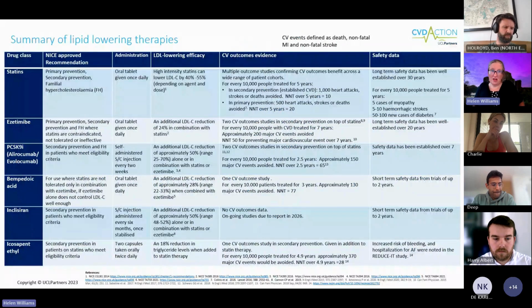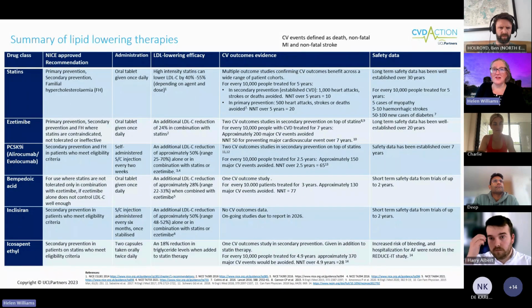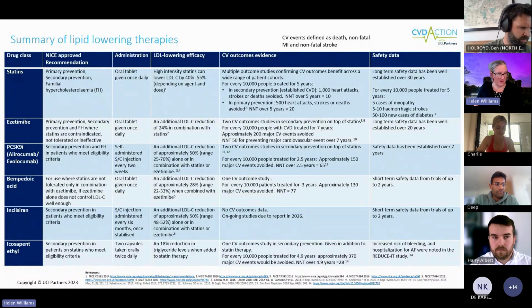Lots of new drugs. Well, lots of drugs generally, lots of newer ones that you may be less familiar with. So we've compiled a table of where the drugs can be used, how they're given, you know, oral or injection, what LDL lowering they deliver, what outcomes data they have, and what safety data they have, because that'll help you have that conversation with patients about the use of these products.